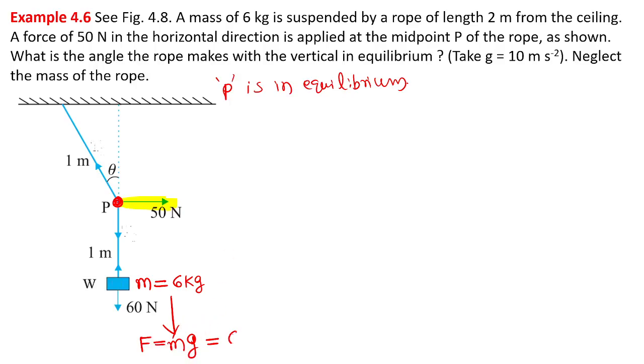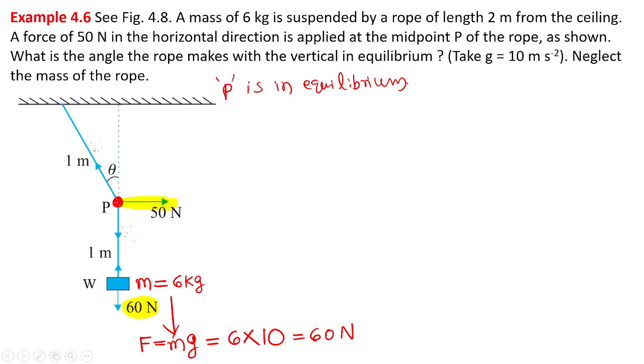M is 6. Let me write all the steps. g is 10. Actually the exact value of g is 9.8, but we can approximate g as 10. In most cases we approximate g as 10. So the weight of the body is 60 Newton. Actually it is mentioned in the diagram also. The weight downward is actually a force, isn't it? The weight is 60 Newton.